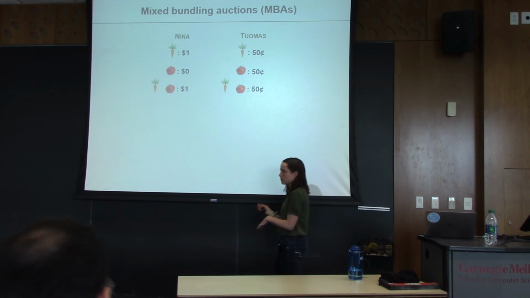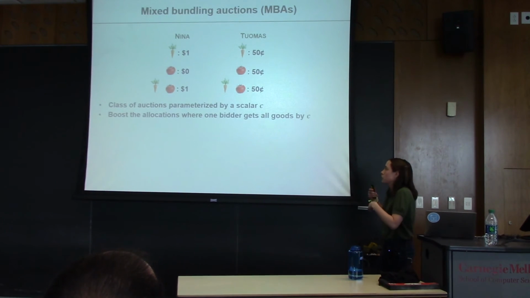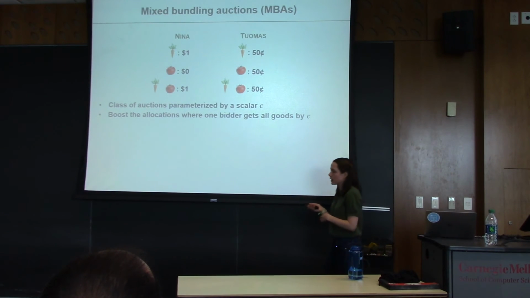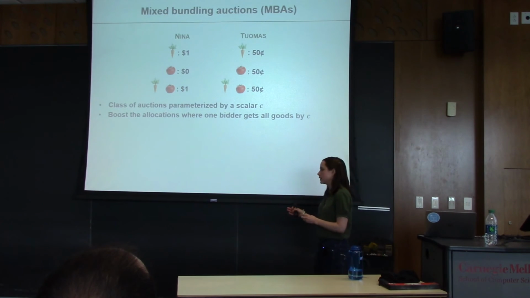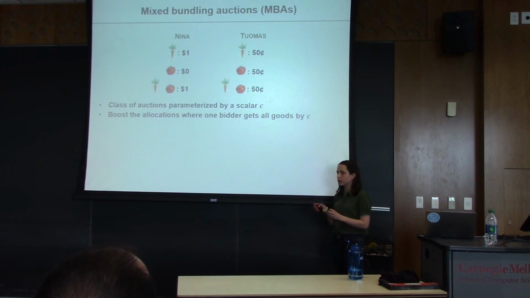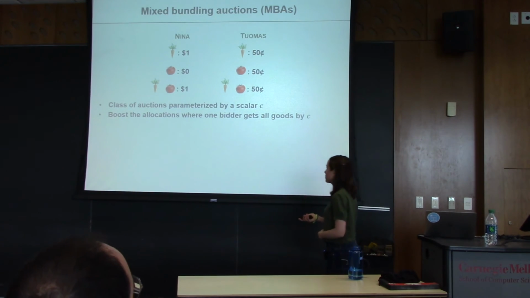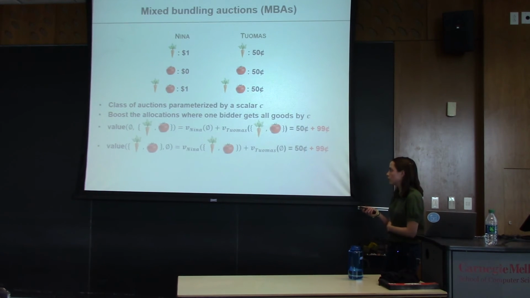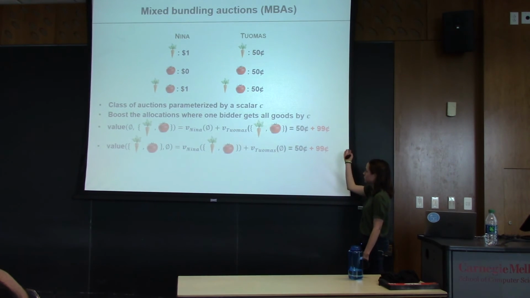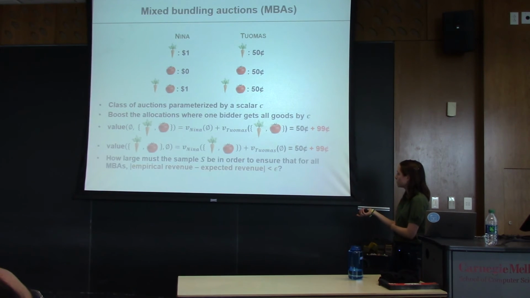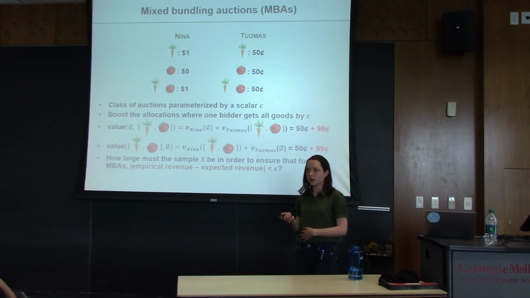But first, I'll just remind you what a mixed bundling auction is. So we have this valuations instance, and the class of mixed bundling auctions is parameterized by a scalar C. We're going to boost the allocations where one bidder gets all the goods by this constant C. So there are n many such outcomes, and we're going to boost them all by C. In this example, there are two such outcomes, and if C equals 99 cents, then we would boost both of these by 99 cents.